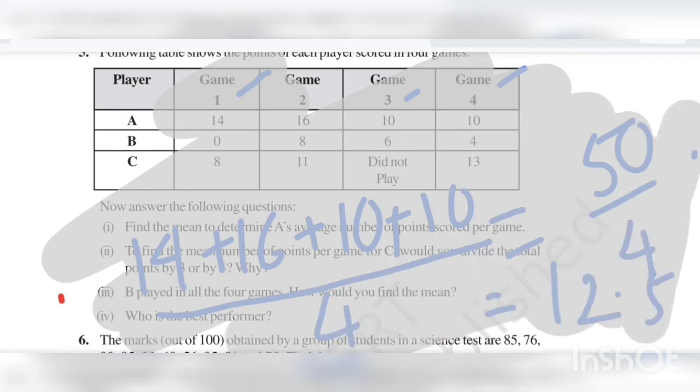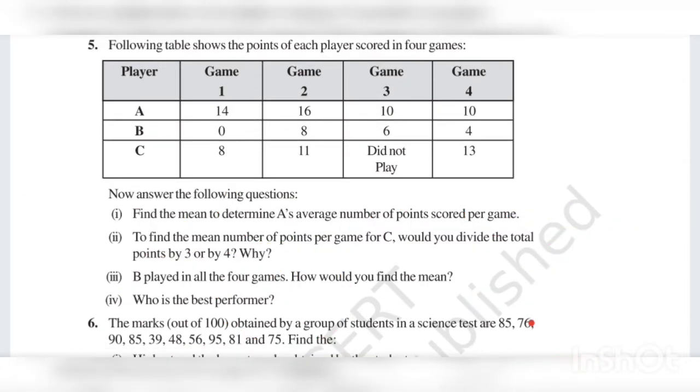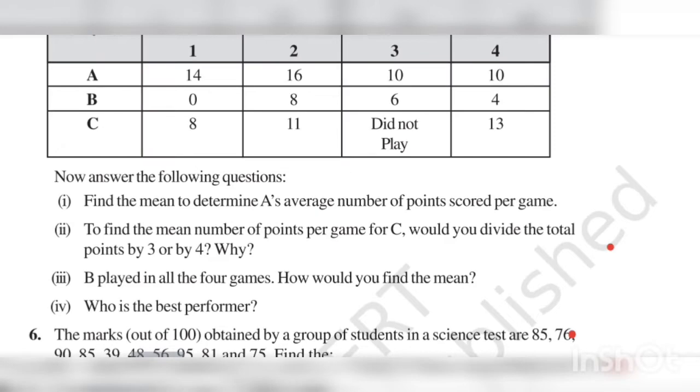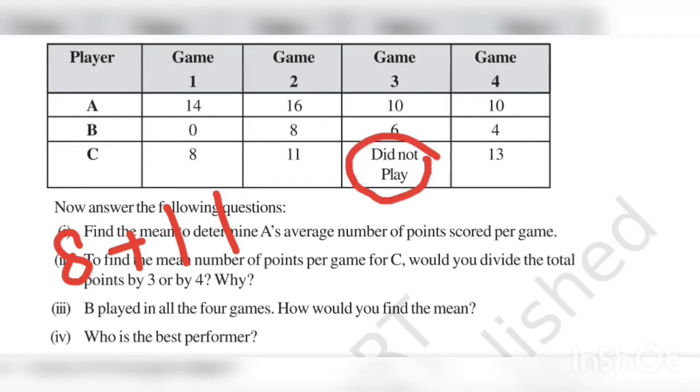Okay. So let's come to the next question. In question number 2, it is written, to find the mean number of points per game of C, would you divide the total points by 3 or by 4? Now the question arises here. In game 1, C has scored 8 points. In game 2, C has scored 11 points. In game 3, C did not get any score because she has not played the game. And in game 4, C has scored 13 points.